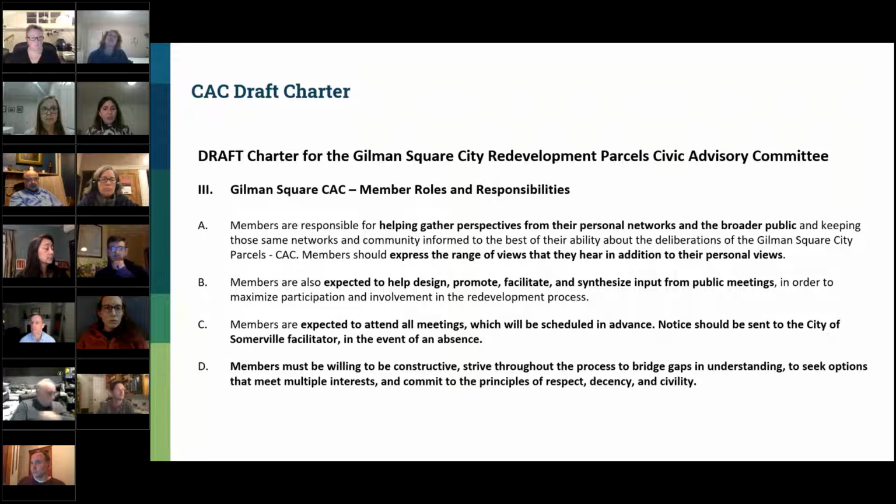Section 3 goes through member roles and responsibilities, and then section 4 goes through city staff roles and responsibilities. None of this should be unfamiliar, we talked a lot about this in the interviews, but really the role of the group members is to help gather perspectives from their own networks and from the public that they might meet. Members are expected to express the range of opinions that they're hearing and not just their own, but if they hear things from others, to bring those to the group.